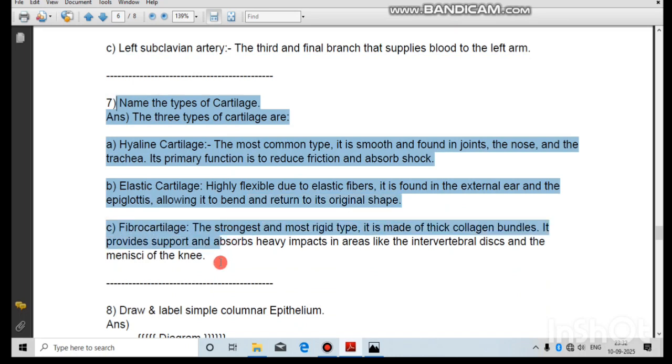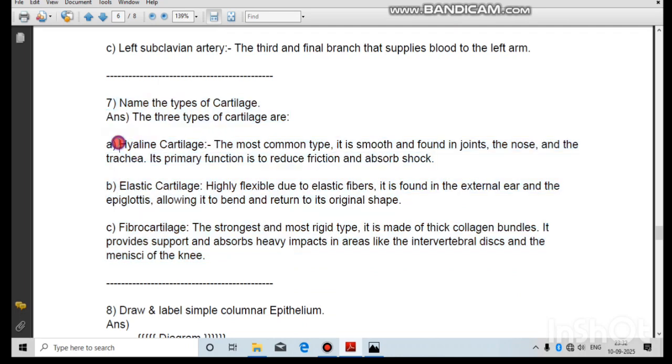The next question we have is: name the types of cartilage. This is again an expected question for you people. There are 3 types of cartilage in our body. The first cartilage is hyaline cartilage.